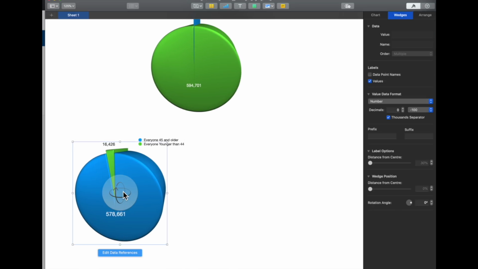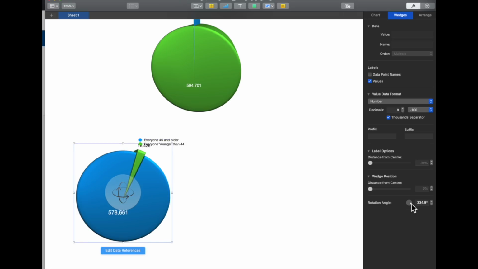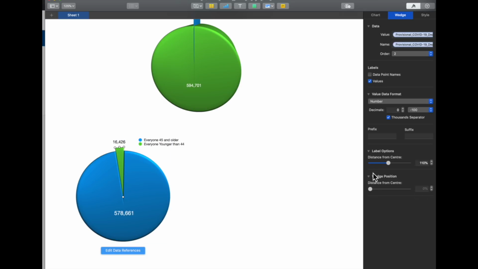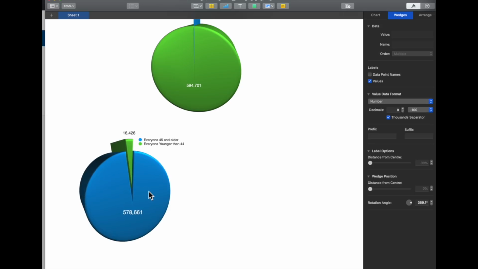This is from the CDC. We just downloaded this. And what you see is the proportion of people younger than 44 that died with coronavirus versus the number of people older than 45 that have died with coronavirus, and how big a proportion of the population that makes up.